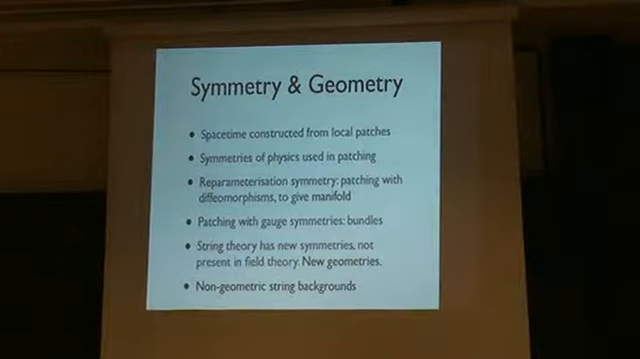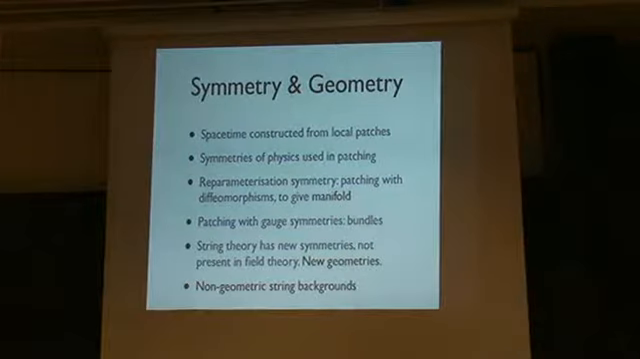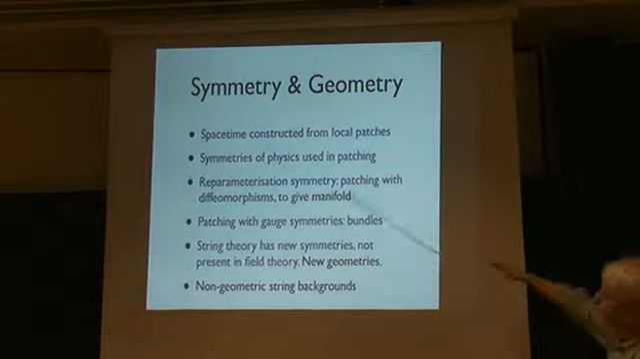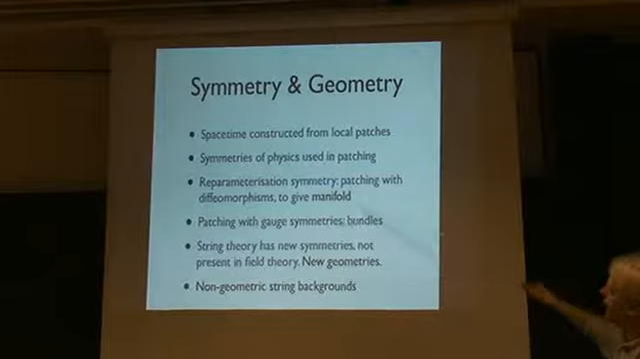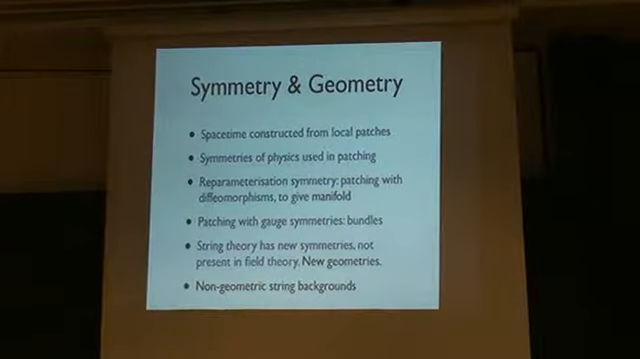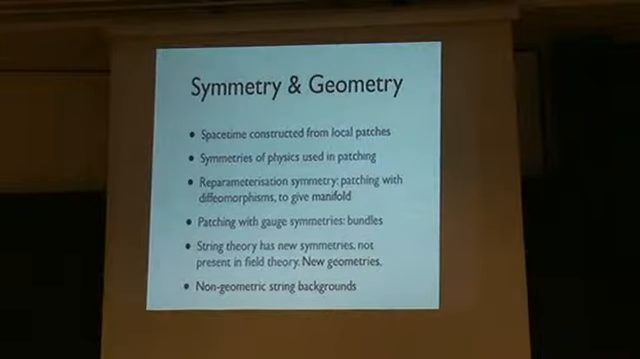One of these is using the reparameterization symmetry. So patching different patches of space-time together with diffeomorphisms is what we use to construct a manifold. If we patch using gauge symmetries, then that constructs a gauge bundle over the manifold, and this gives us the way of treating Yang-Mills theory. With a B field, we patch together using the B field transformations, and that gives another structure which is known as a gerbe. However, string theory has got new symmetries not present in field theory, the dualities.